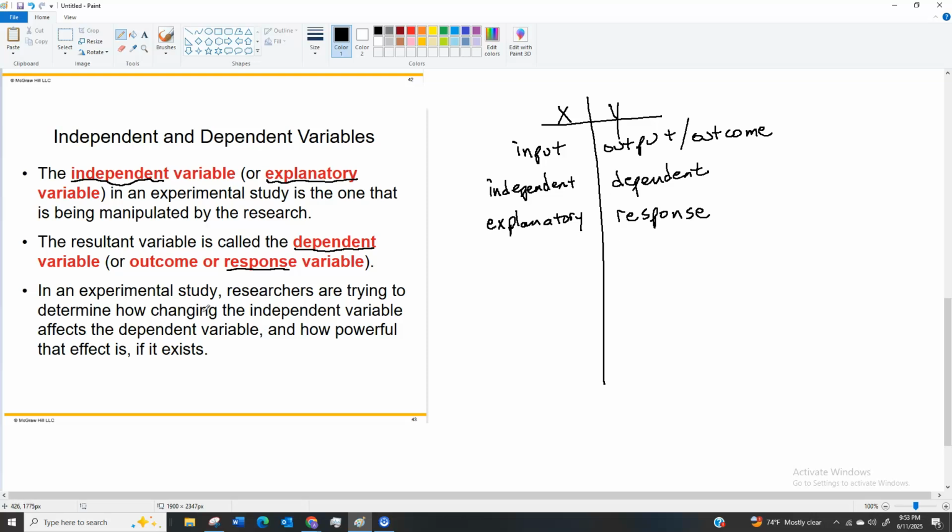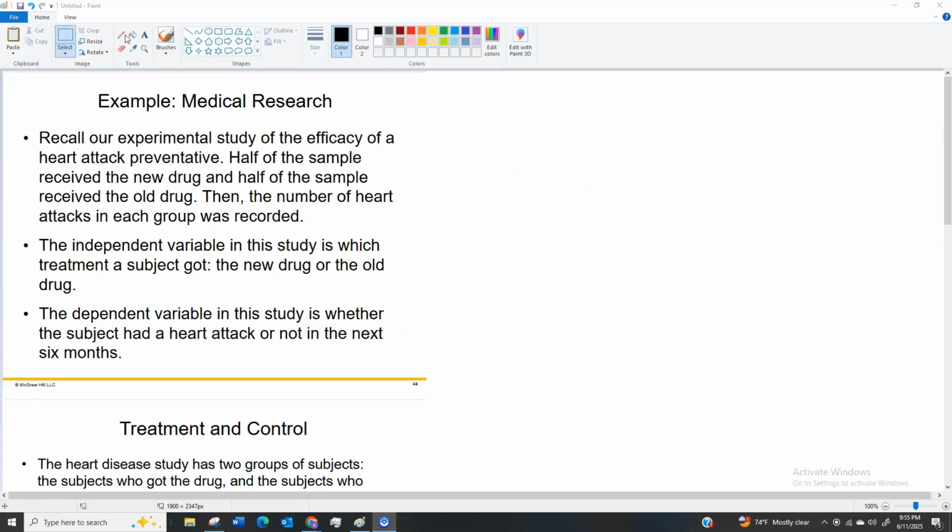And in the experimental study, researchers are trying to determine how changing the independent variable, so you change this one, and you see what happens to the dependent variable. So the researchers are trying to determine how changing the independent variable affects the dependent variable and how powerful that effect is. So like how reliable does a change in the independent variable result in a change in the dependent variable. So now let's look at an example.